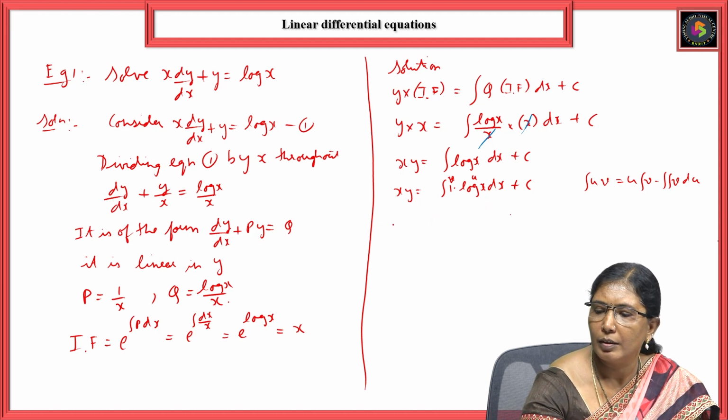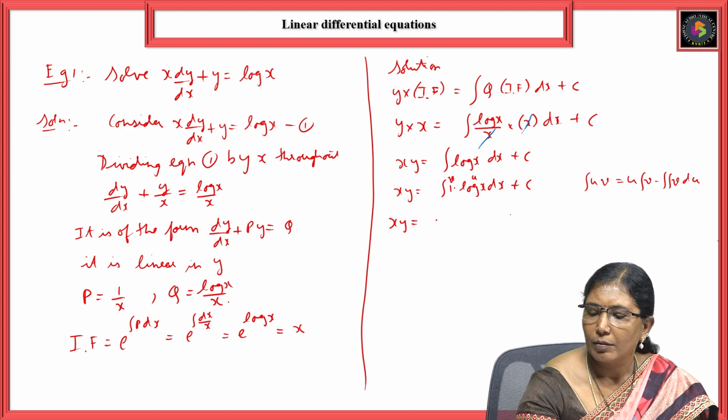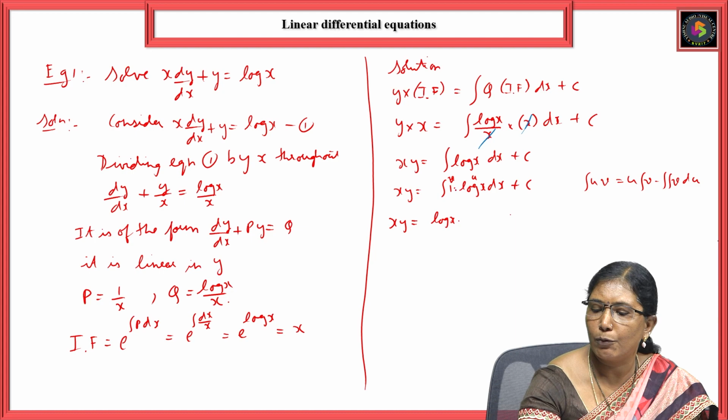so what do you get here? xy is equal to log x, integration of 1 is nothing but x, minus integration of 1 integration as it is, integration of x, differentiation of log x is nothing but 1 by x dx plus c. So this x and x get cancelled.